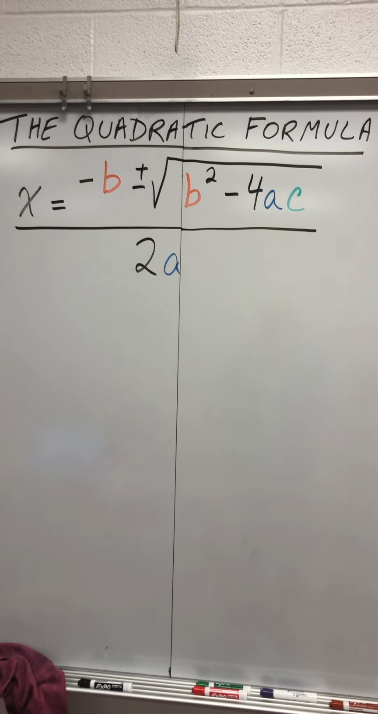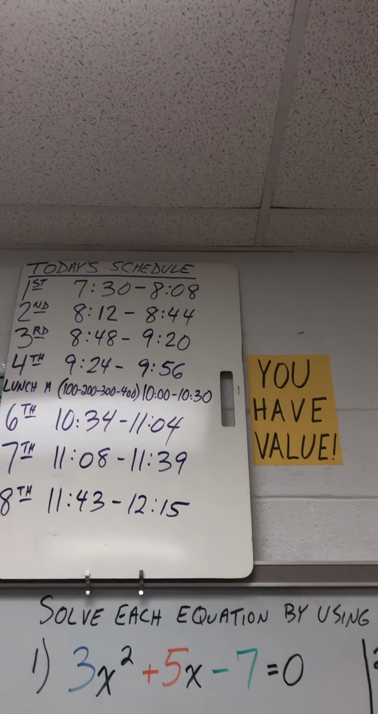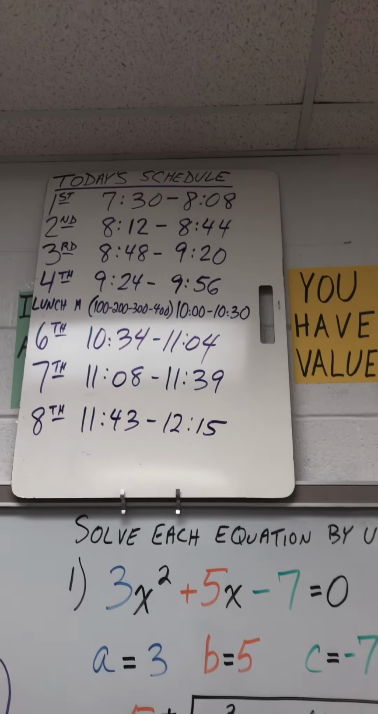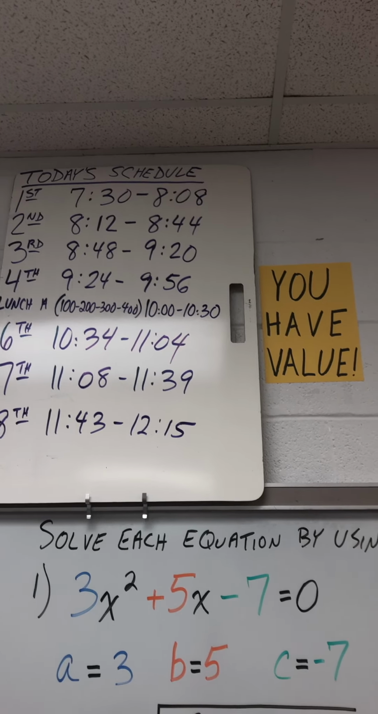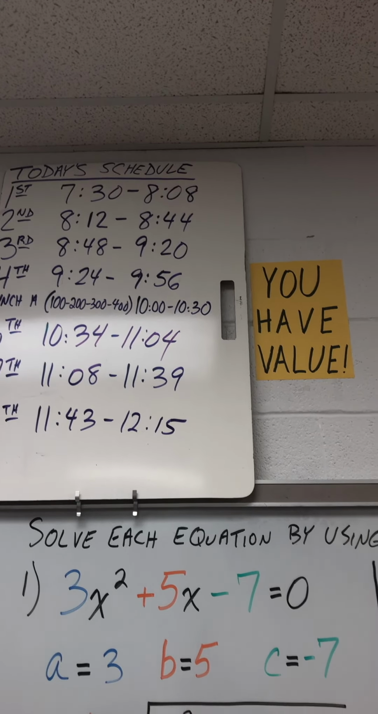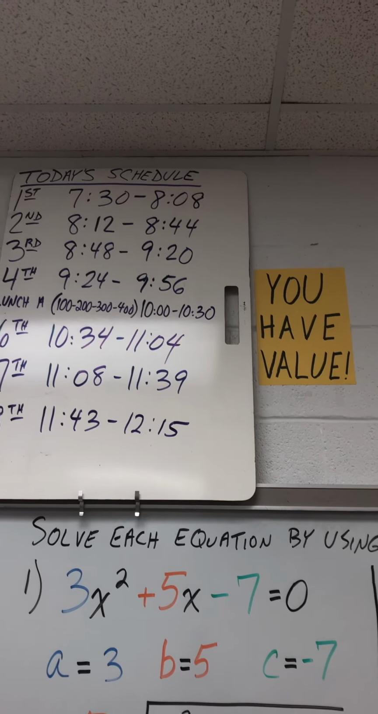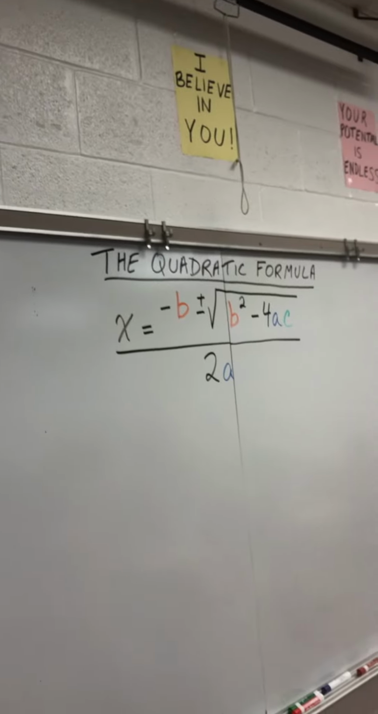What do I mean by a, b, and c? Here's what I mean. If you take this first equation here, 3x squared plus 5x minus 7, A is 3, the number next to the x squared. B is 5, the number next to the x. And C is negative 7, the number before the equals. All you have to do is plug these numbers into that formula.